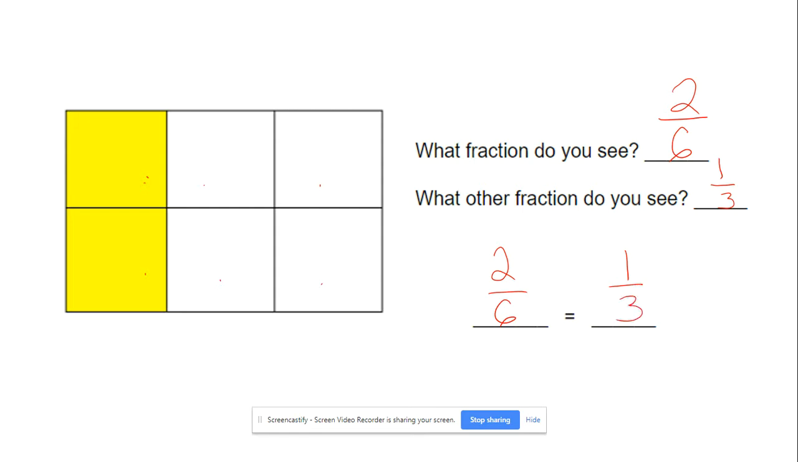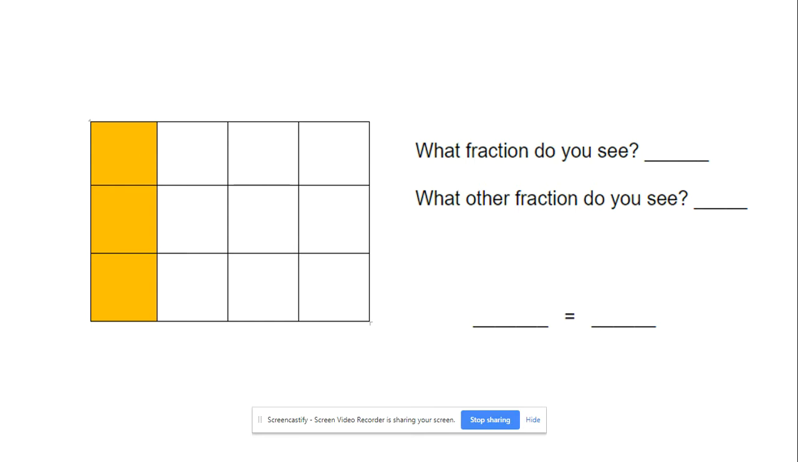Well, let's see. We said that we need to be dividing by the same number on the top and on the bottom. So to get from 2 to 1, we again divide by 2. Let's see if we divide by 2 on the bottom if we get the same answer. 6 divided by 2 equals 3. That makes sense. 2/6 is equivalent to 1/3. We divided both the numerator and the denominator by 2.